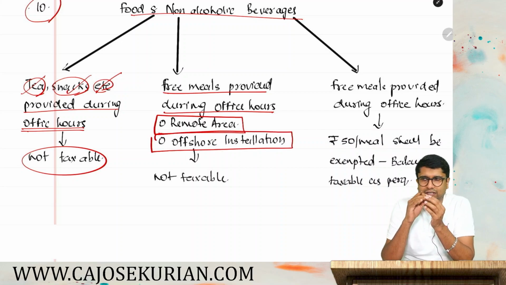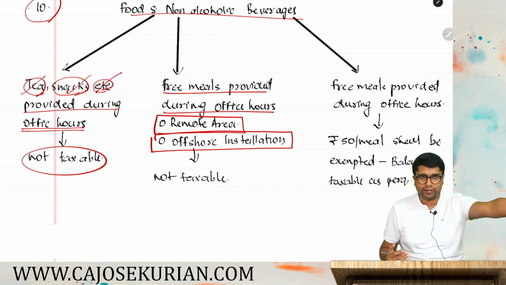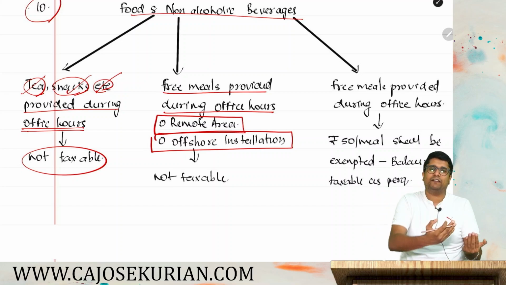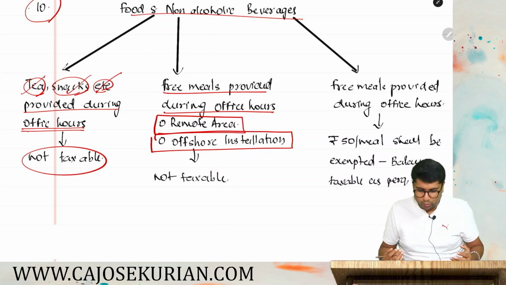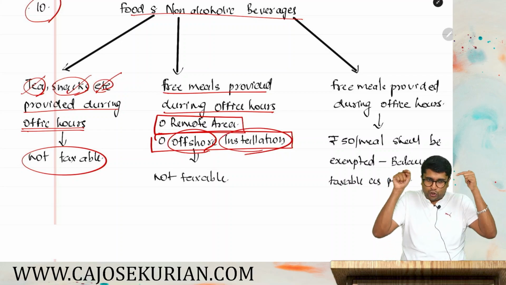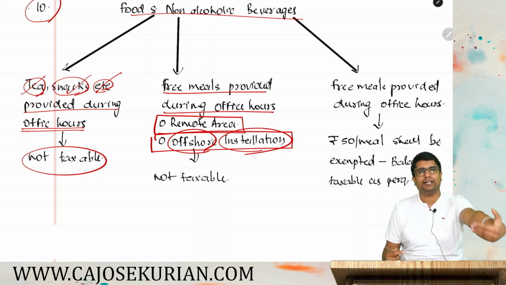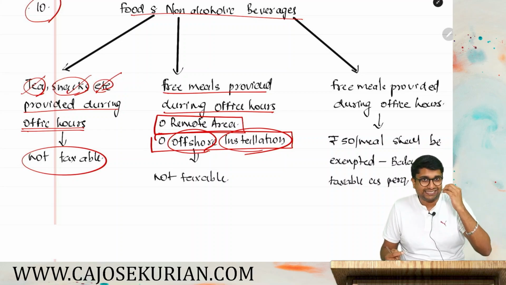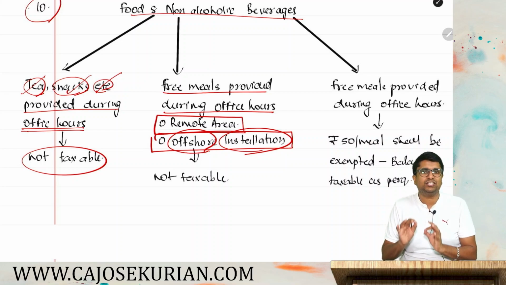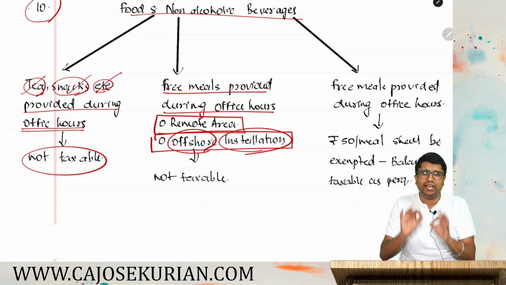What is a remote area? The employee is not working at the normal place of his duty. He is working in a remote area. Okay, in that remote area, say there is no food availability. So the employer himself is providing free meals to the employee. Now, or the employee is working in an offshore installation. What is offshore? Onshore means in India. Offshore means outside India. Say the employee is working outside India and the employer is providing free meals. In such a case, whether it is a remote area or an offshore installation, nothing shall be taxable. You don't have to value anything in the hands of the employee. It shall be fully exempted.